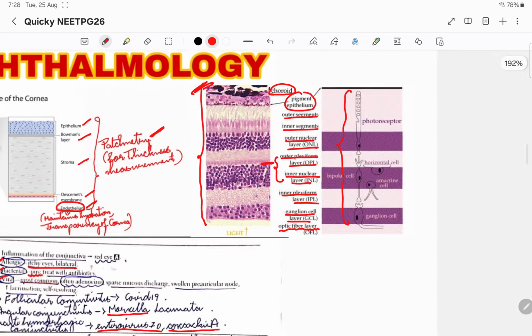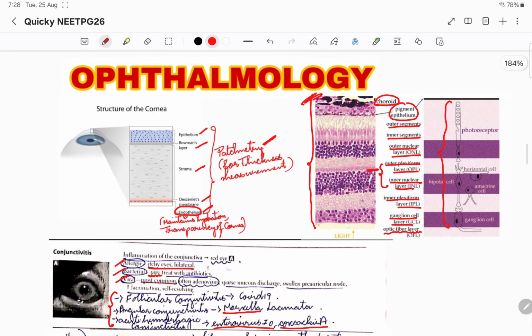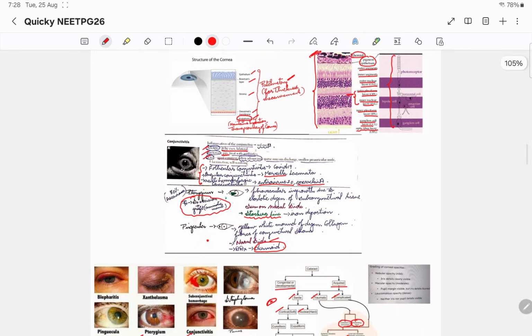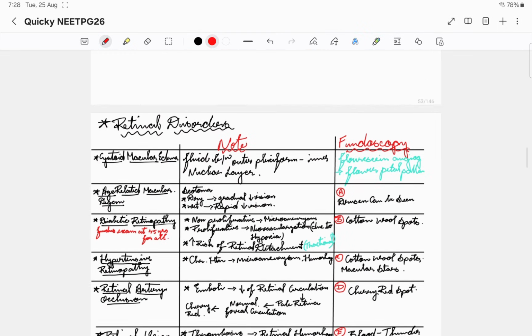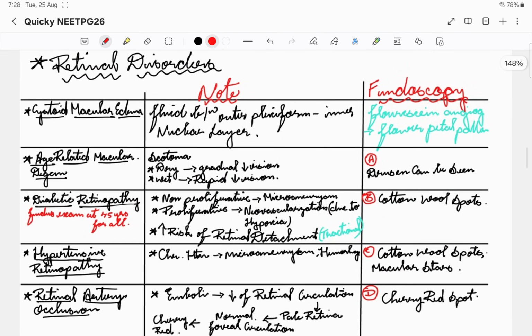Okay, this is called cystoid macular edema, where the fluid starts filling over there. So that is known as cystoid macular edema. When we do fundoscopy, which is what we do to visualize the retina, there will be a flower petal pattern in fluorescence.